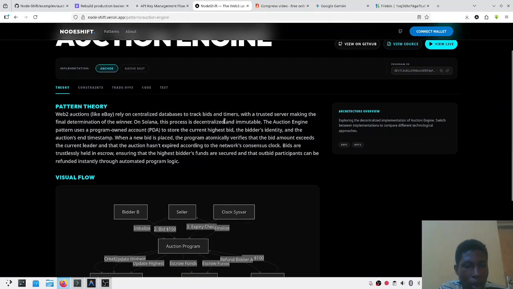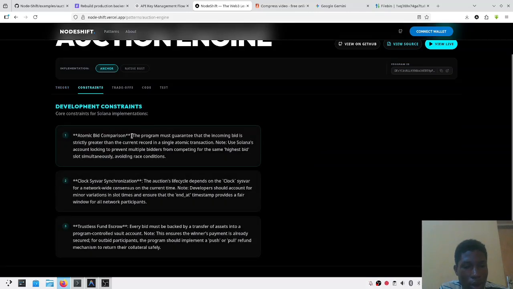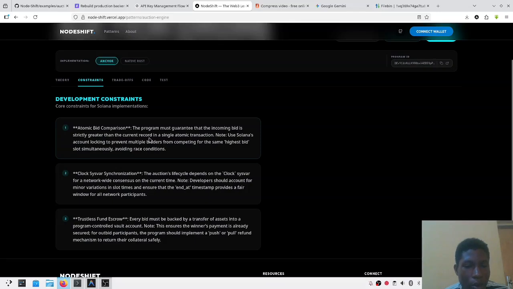So just like I said, since all the constraints are enforced, the program will guarantee that the incoming bid is strictly greater than the current record. Each time it needs to compare. That makes this easier, but since every bid is a transaction, it makes it just a bit slower. The clock they use is network-wide, so the time may vary and could affect things, so developers must account for this.